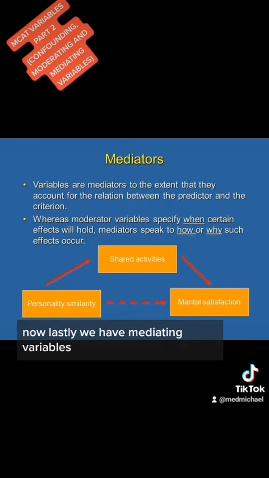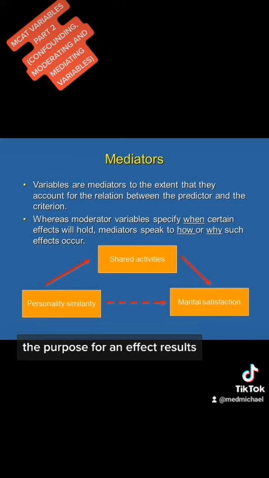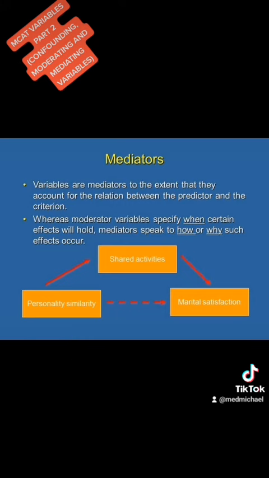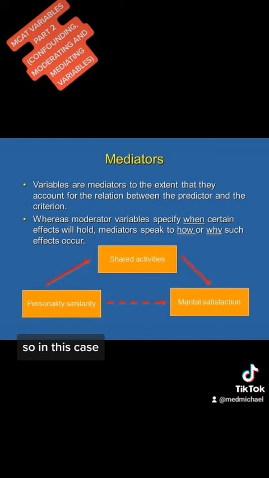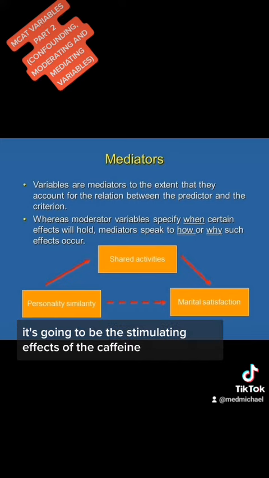Now, lastly, we have mediating variables. And these are going to be the reason, the purpose for an effect or results. So for example, the stimulating effects of this caffeine are going to increase your muscle endurance. So in this case, what is the mediating variable? It's going to be the stimulating effects of the caffeine. That's going to be your mediating variable.